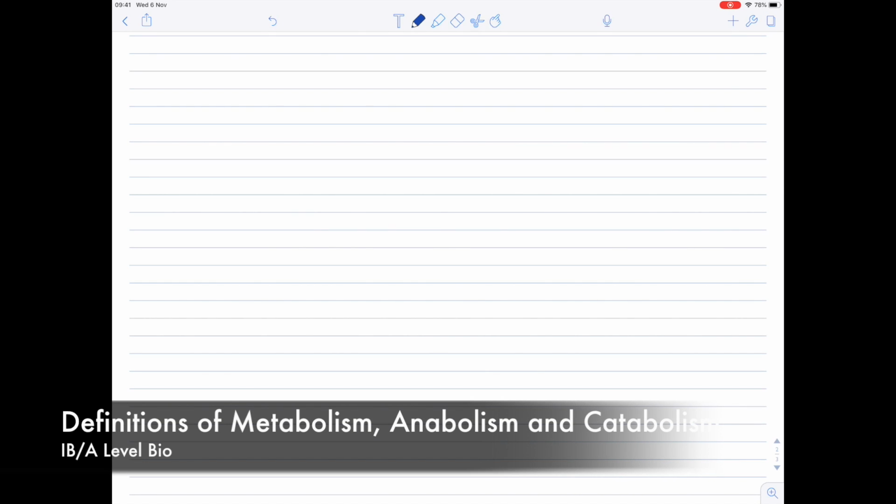In today's A-level IB biology video, we're going to be looking at some key definitions concerning metabolism. So we'll look at the definitions of the words anabolism and catabolism, so not a very long video. So starting with metabolism. Metabolism is the web of all enzyme-catalyzed reactions, and these occur within the cells.